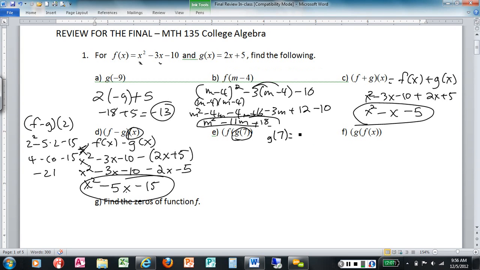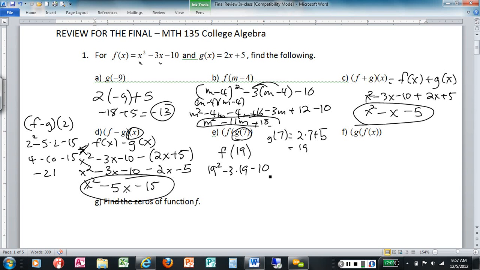G of 7 means plug in 7 for G. 2 times 7 plus 5, that would be 19, wouldn't it? And so what I have in E is F of G of 7 is 19, so don't I have F of 19? Do the G of 7 first to get 19. So I want to do F of 19. And so that would mean plug in 19 for X in the F. So I do 19 squared minus 3 times 19 minus 10.